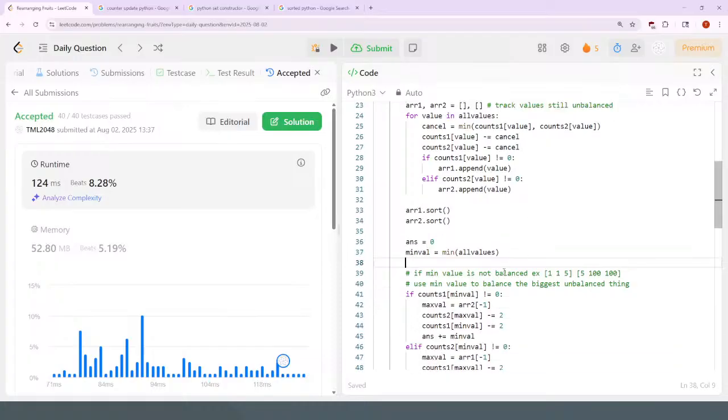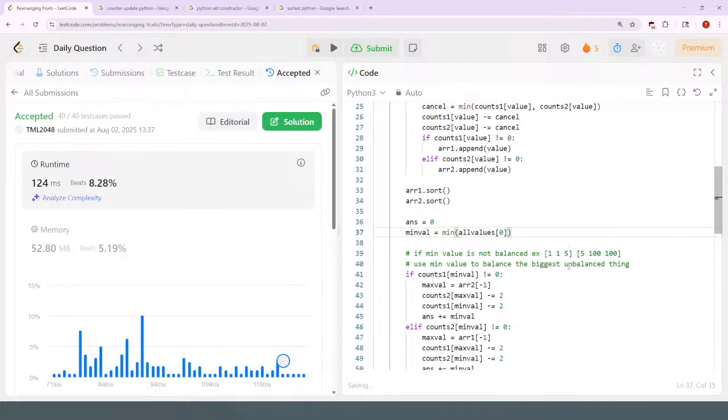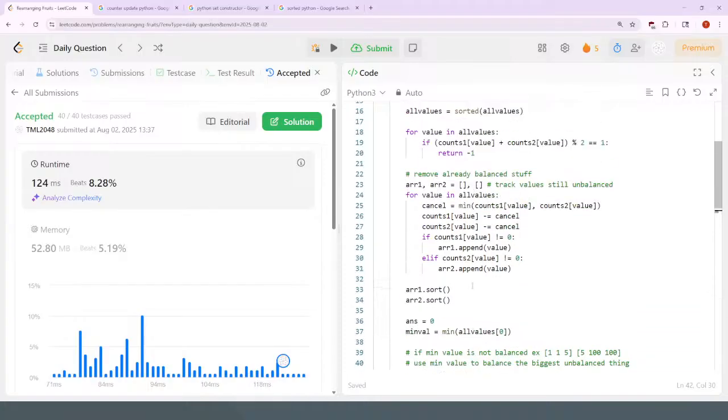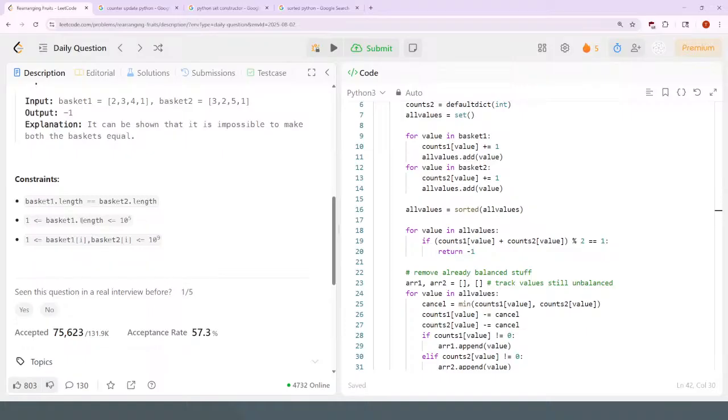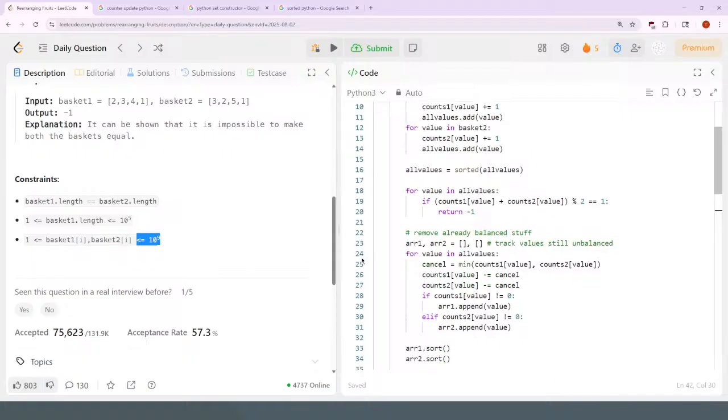Min value of all values. I guess I already sorted all values, so I can say min value is 0. If counts 1 of this thing is that, remove. I could probably just say counts 2. Oh, you know what? The default dictionary thing is probably pretty slow. But I guess I can't do a static array or a fixed size array because this can be way too big.